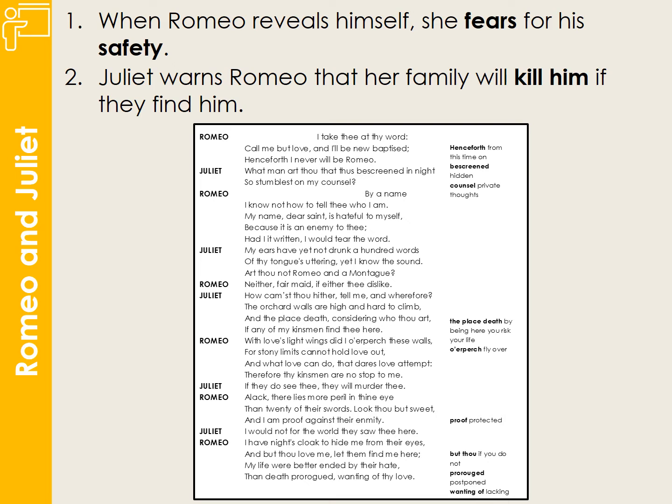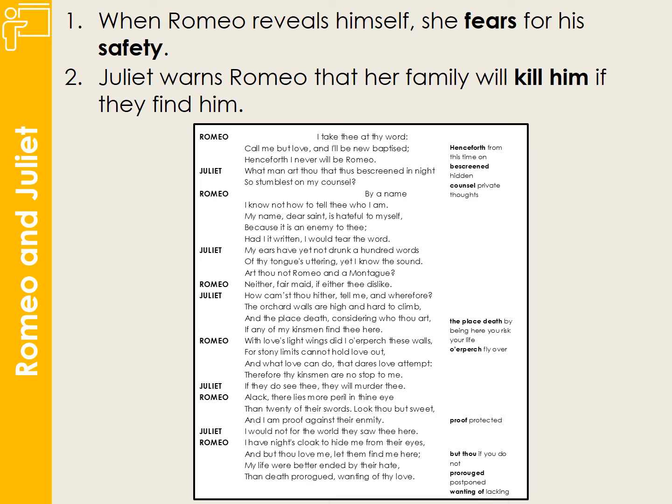And Romeo, being ever the dreamer, says, with love's light wings did I o'erperch these walls, for stony limits cannot hold love out, and what love can do that dares love attempt. Therefore thy kinsmen are no stop to me. So basically love made him so light he could fly over the walls.